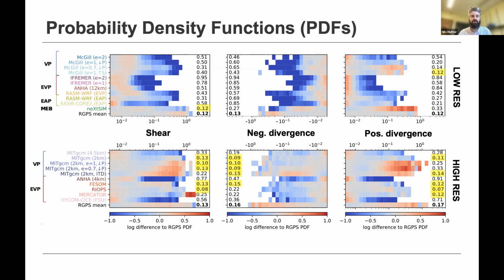And you can see that from the low resolution models, mostly neXtSIM, which uses this Maxwell elasto-brittle rheology, seems to be able to reproduce the RGPS despite the low resolution, something that otherwise the VP models mainly manage to do at a high resolution setup, which points to the fact that MEB can be run at coarser resolutions to obtain similar results as high resolution VP models.